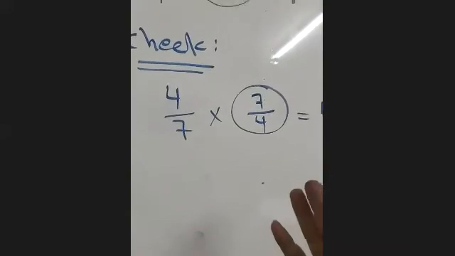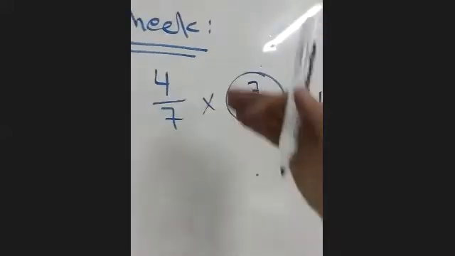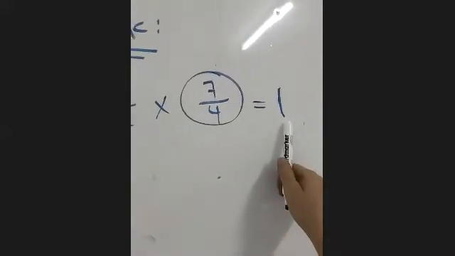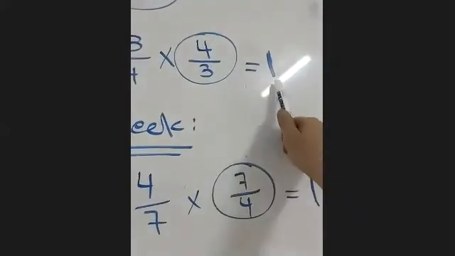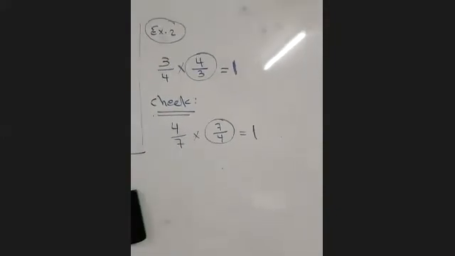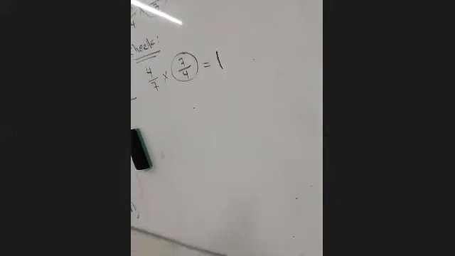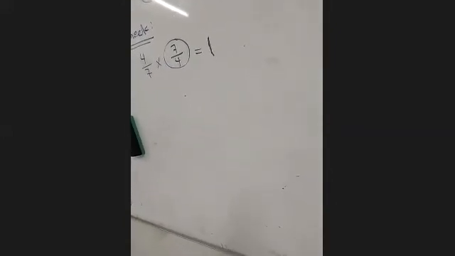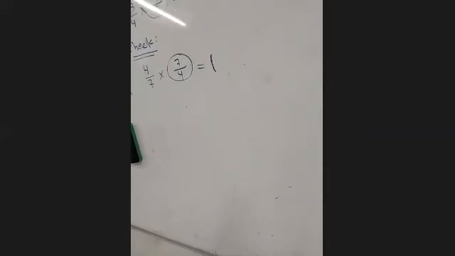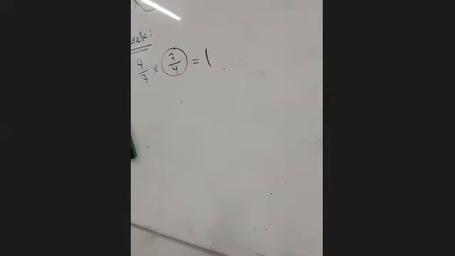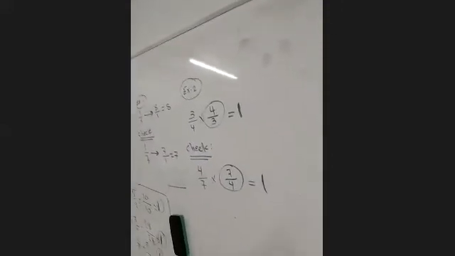Now to check, guys: 4 by 7, 28. 7 by 4, 28. 28 divided by 28 is 1. Here, 3 by 4, 12. 4 by 3, 12. 12 divided by 12 is 1. So a fraction multiplied by its reciprocal, the answer is always 1. Okay, guys? Copy this one, please. Give me a second, guys.